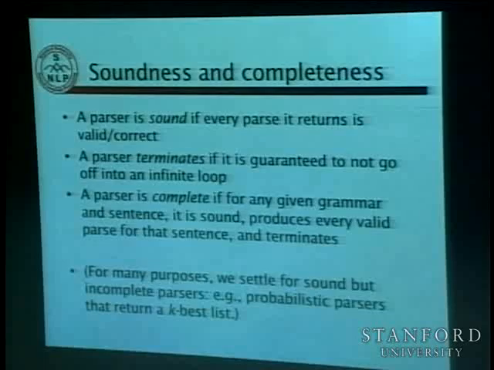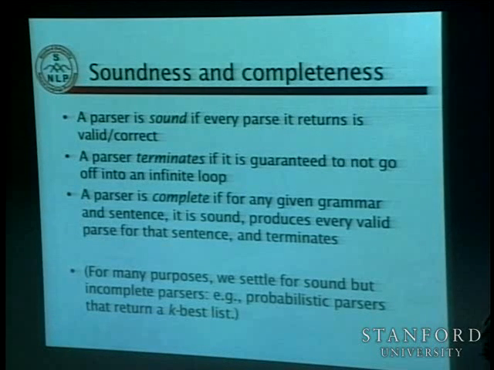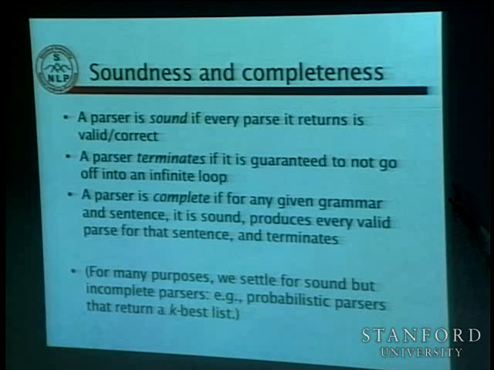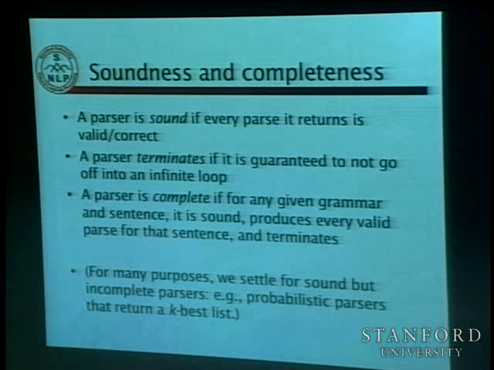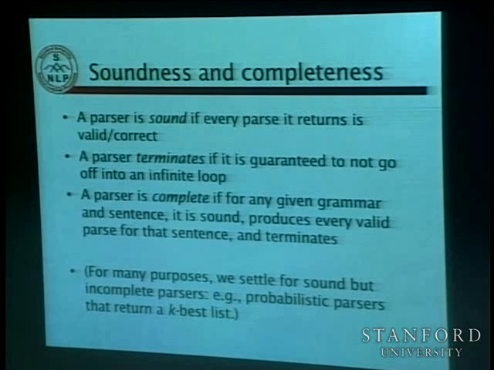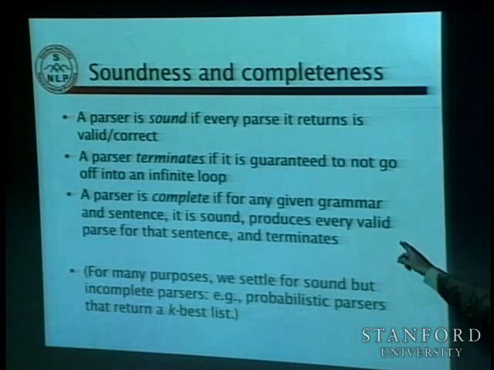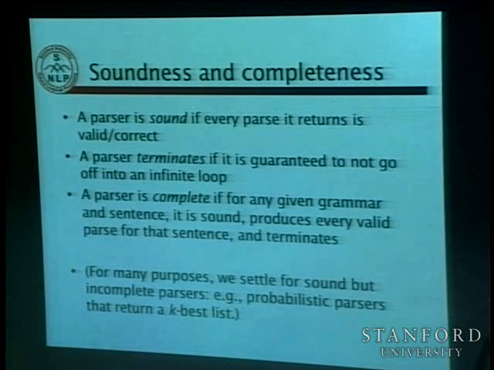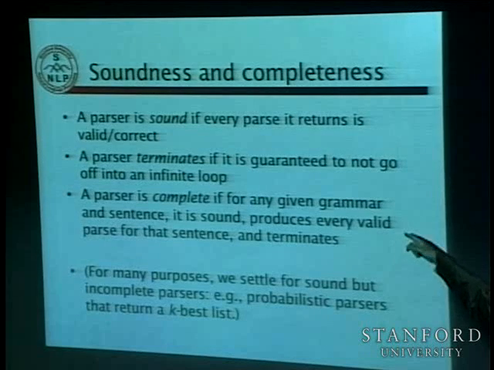Okay. And these are the traditional properties of grammars. So you have parsers. A parser is sound if it doesn't screw up: everything it returns is something that should be built by the grammar. It terminates if it doesn't go into an infinite loop. And it's complete if you can give it a grammar and a sentence and it produces every valid parse for the sentence and terminates. And so traditionally this was: write a parser that you wanted to have this property.